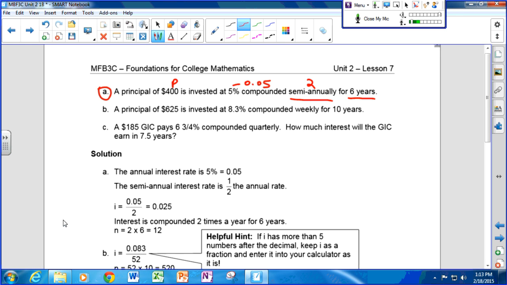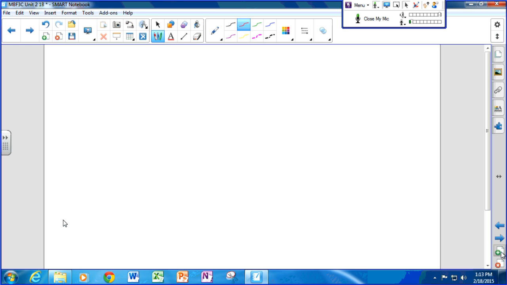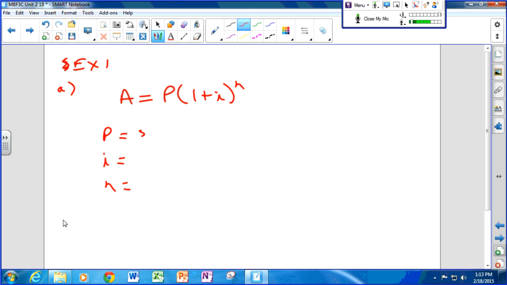Okay. So how are we going to work this out? Well, I'm going to start a new page here, and you can follow along right on the top of page 10. So this is example 1, and this is part A. So remember that it's A equals P times 1 plus I to the power N. We need to know our P, we need to know our I, we need to know our N. Okay, so our P, we got that right in the question. It's $400.